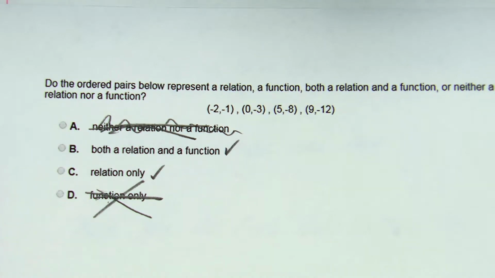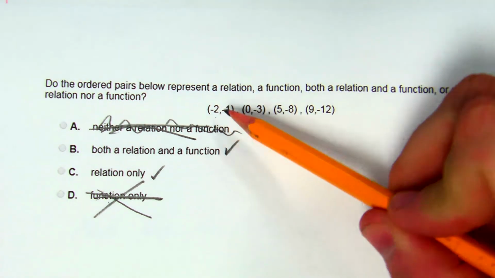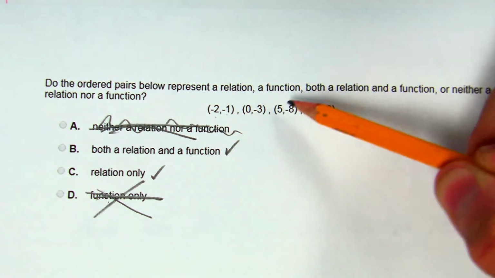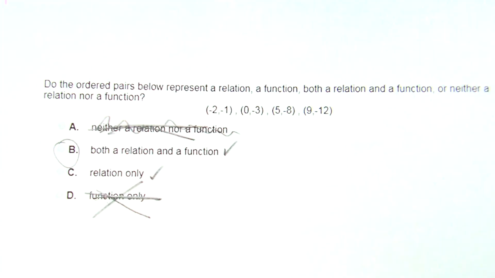So we have to determine, use our radio station test. Let's take a look. Is it a relation? Yes, but is it a function? So -2 is going to 1. That looks okay. 0 is going to 3. 5 is going to 8. 9 is going to -12. I would say based off this information, it's going to be both.